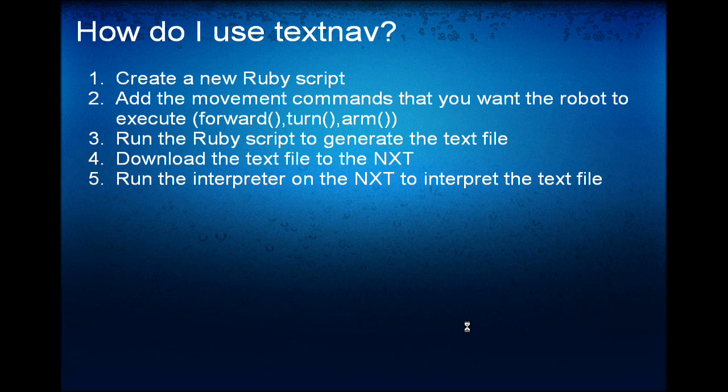You create a new Ruby script. You add the movement commands you want the robot to execute to the Ruby script. You run the Ruby script on your computer, which generates a text file. You then send the text file over to the NXT brick. You run the NXTG compiled code interpreter on the NXT brick, and that will interpret the text file and drive the motors accordingly.